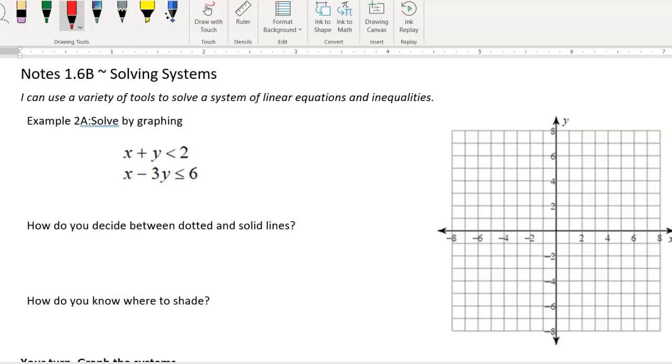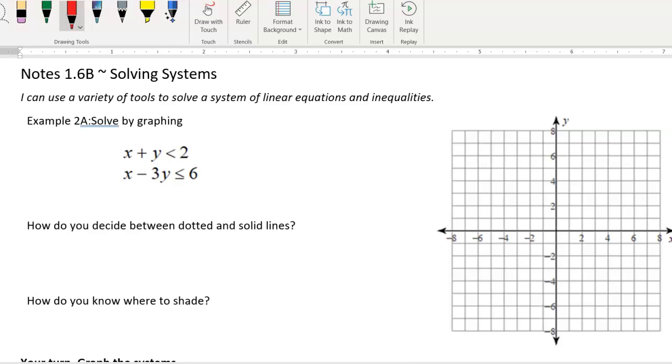All right, in this video, we're going to be looking at how to solve a system of linear inequalities. Okay, in the previous video, we learned how to solve a system of linear equations. Now, what's the difference? The difference is this symbol.